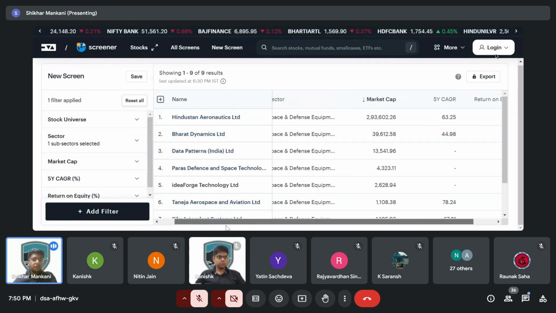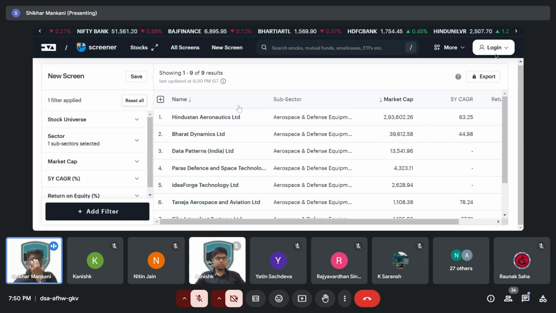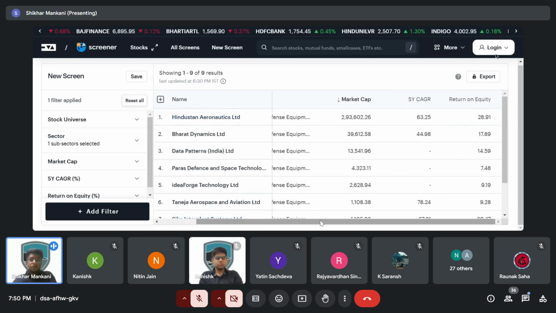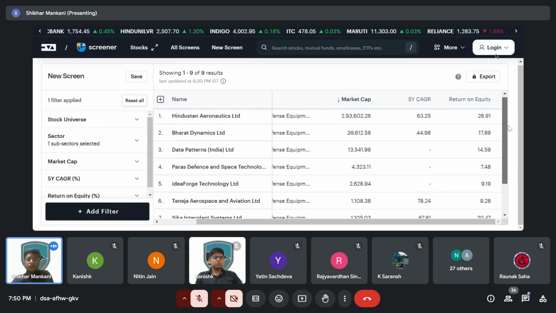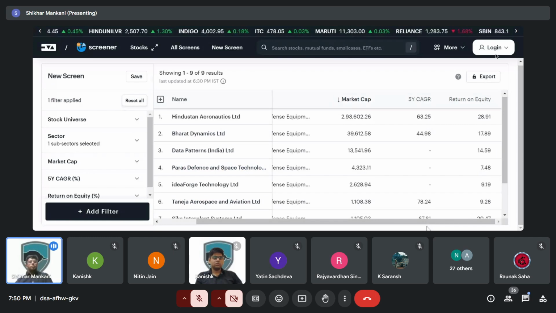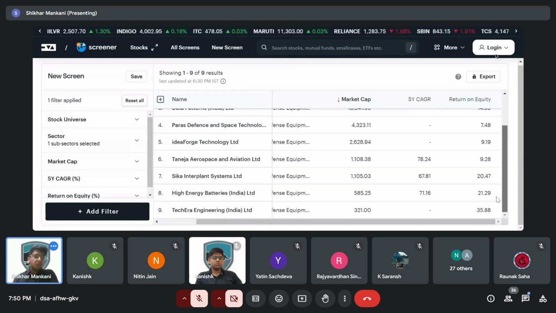So first we have a company named Hindustan Aeronautics, then Bharat Dynamics. Here we have a list. Hindustan Aeronautics has shown the highest compounded annual growth rate return, about 63%, followed by Bharat Dynamics at 44%, with a huge return on equity. This is a great ROE for any company, about 28%, followed by Bharat Dynamics at 17%. That's how you screen out stocks.